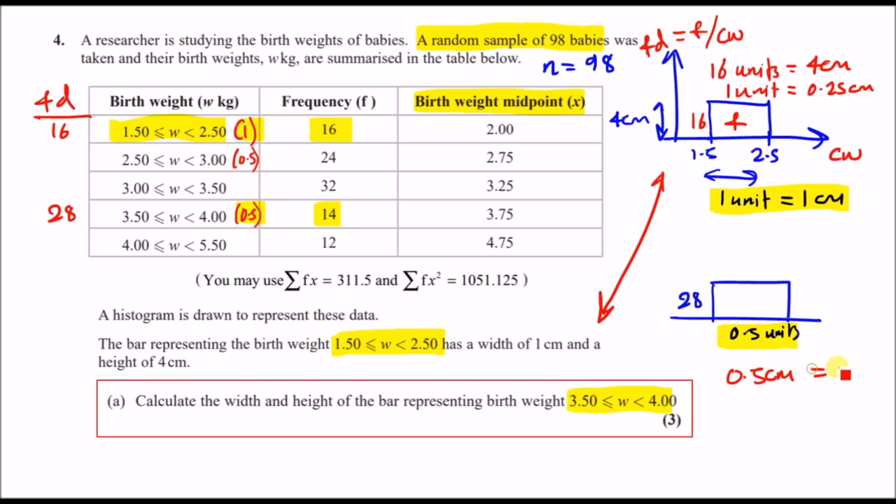So let's call this the width. Now for the height, we know that 1 unit is 0.25 centimeters, but we have 28 units. So to work out 28 units, just multiply 0.25 by 28. When you do so, you should get 7 centimeters, and that equals the height of this group. And that's it. This is the first part done.